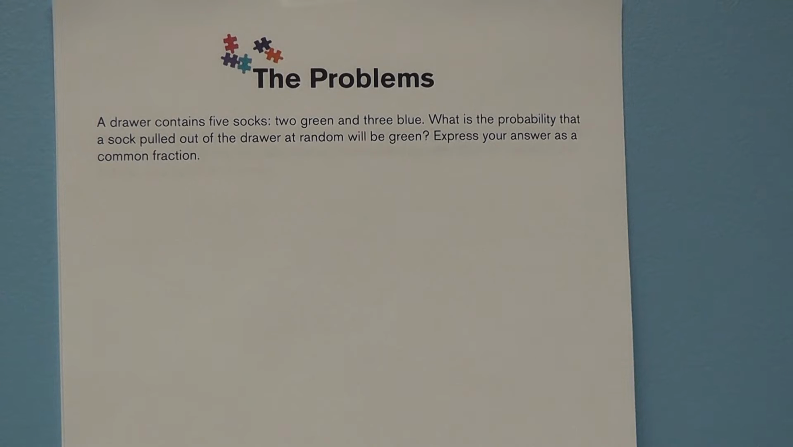So let's look at our first problem. The first problem reads, a drawer contains 5 socks, 2 green and 3 blue. What is the probability a sock pulled out of the drawer at random will be green? Express your answer as a common fraction.